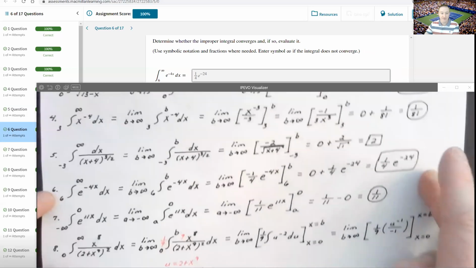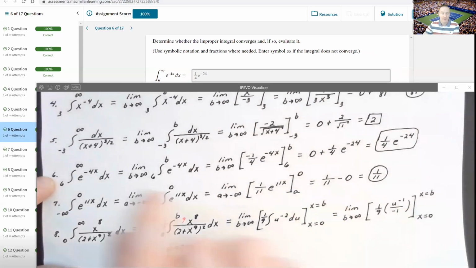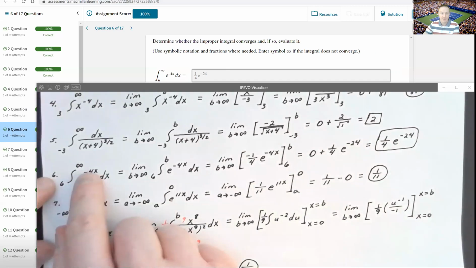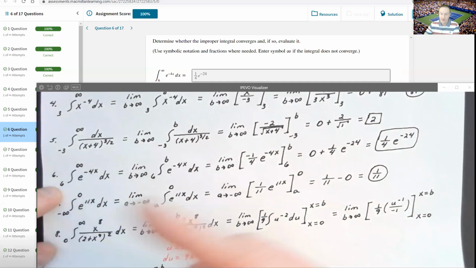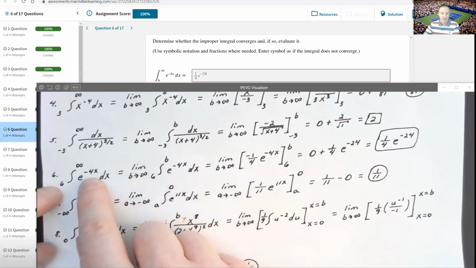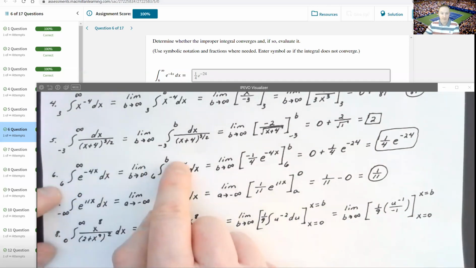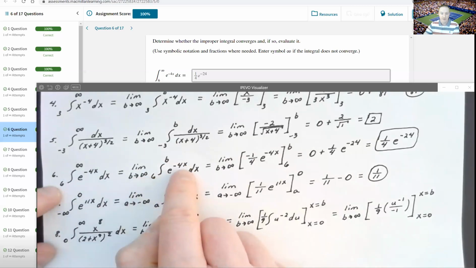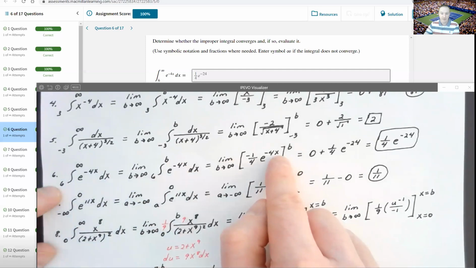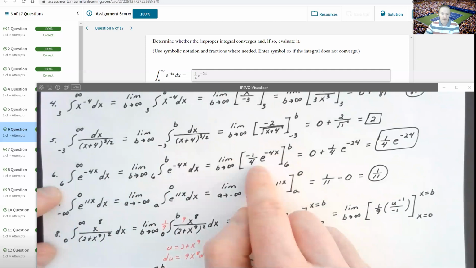For number 6, we have the integral of 6 to infinity of e to the -4x. These are pretty quick and easy. You can just say, well, again, I'll have to replace the upper limit with a b as b approaches infinity. The integral of any exponential function is that exponential function divided by the derivative of its linear exponent. So I divide by -4, same thing as multiplying by -1/4.